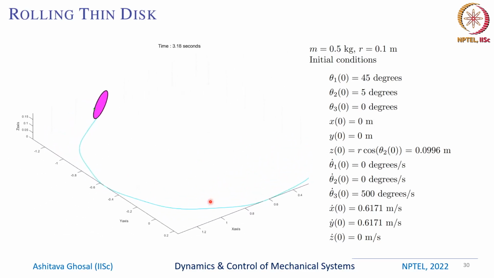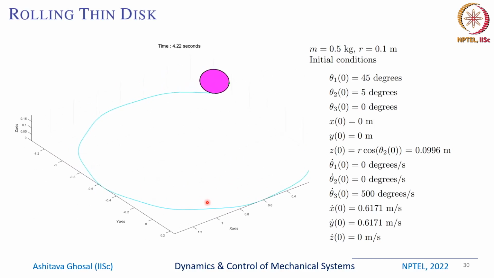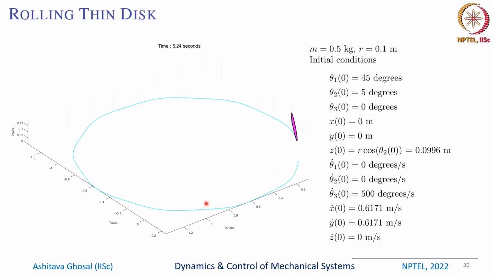So this is a plot which is obtained in MATLAB. MATLAB allows you to do all this simulation, also this animation. As you can see, it looks pretty good: we have this disk which is going around in this circle. It is also tilting a little bit because theta 2 is not 0. There is some 5 degrees initially. So it is roughly going around the circle, but it is also tilting in and out from the vertical.